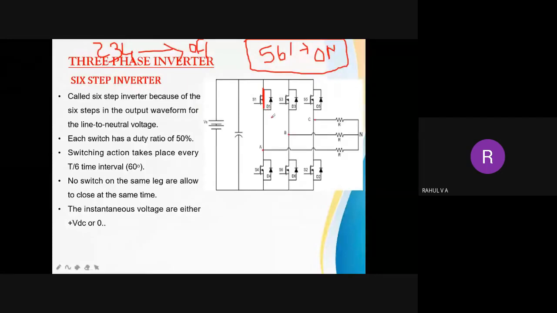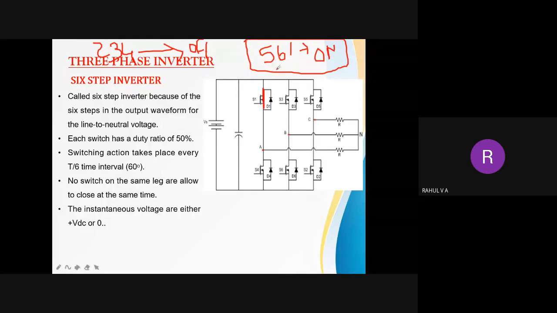We know that when there is an inductive load, the converter should work in rectifying mode. We have seen that in the second and fourth quadrants it is working in rectifying mode. For that purpose, we have kept that diode. So now no need to worry about that one.